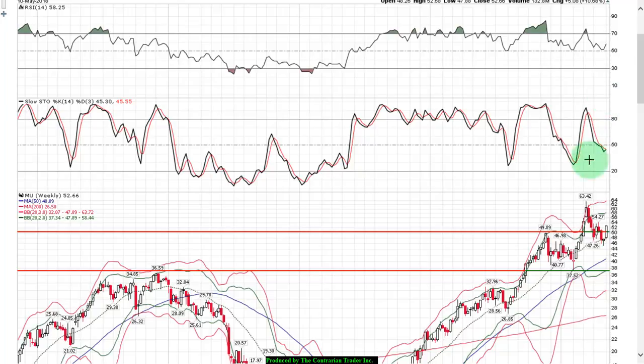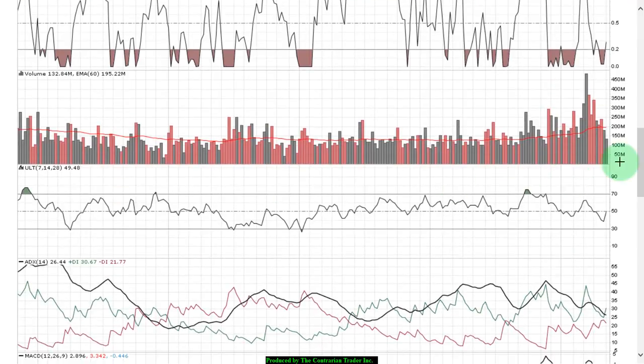Don't be a bit surprised, though, next week if we get a pullback and a retest of the breakout point. That's a good thing. Stochastics hooking up. RSI is hooking up. Good stuff. Volume this week, very light. So keep an eye on closing volume for the week.